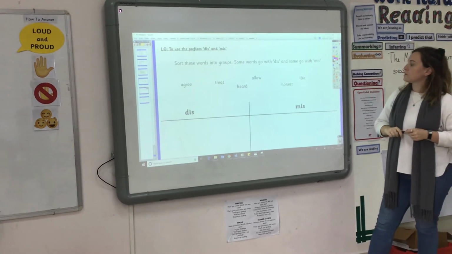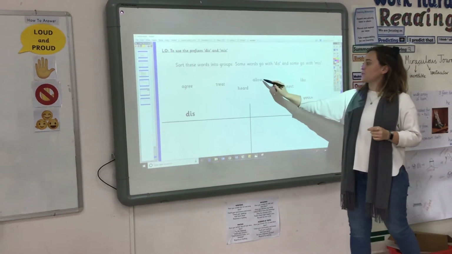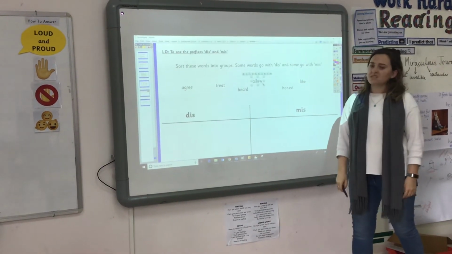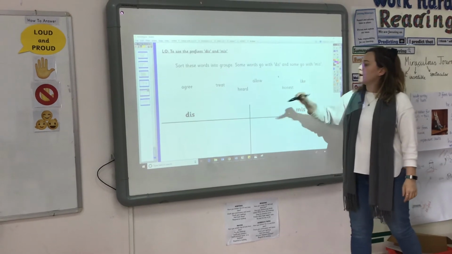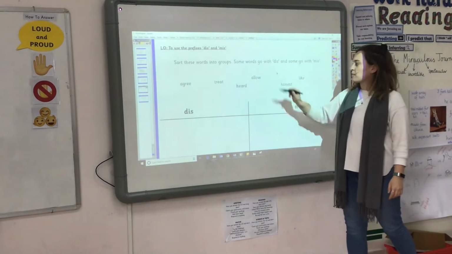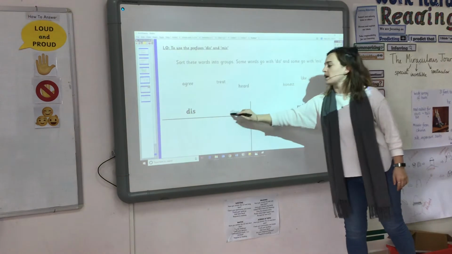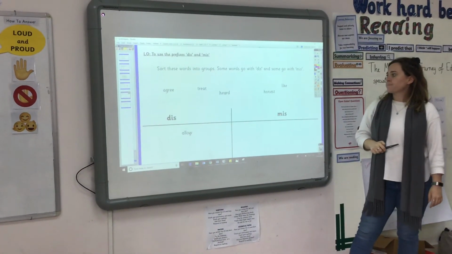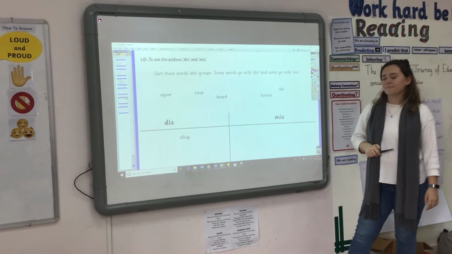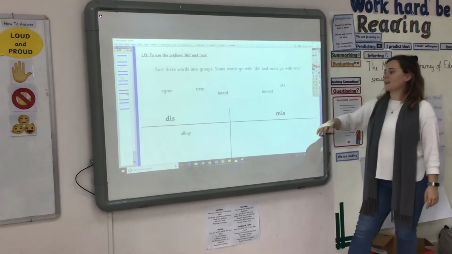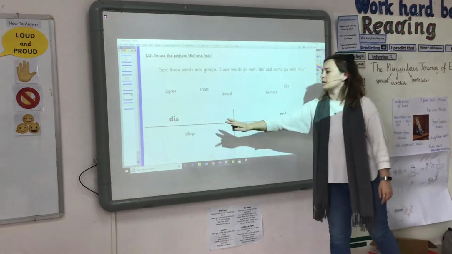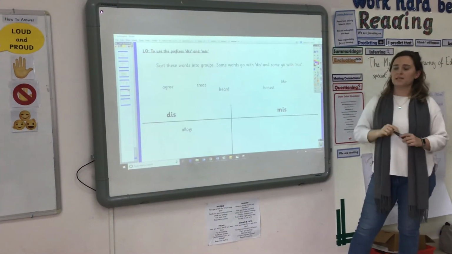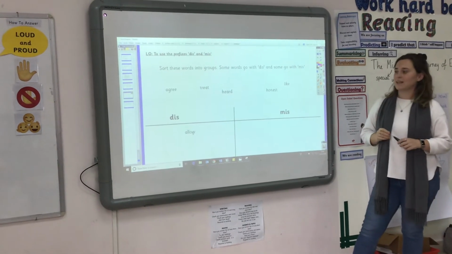So I'm going to choose allow, that's the one we've just talked about. Misallow doesn't sound like a word that I know, but disallow I have heard before, so I'm going to put allow in the dis group. So look through the other 5 words and see whether they should go into the dis column or the miss column. Pause this video now and I will show you the answers in a moment.